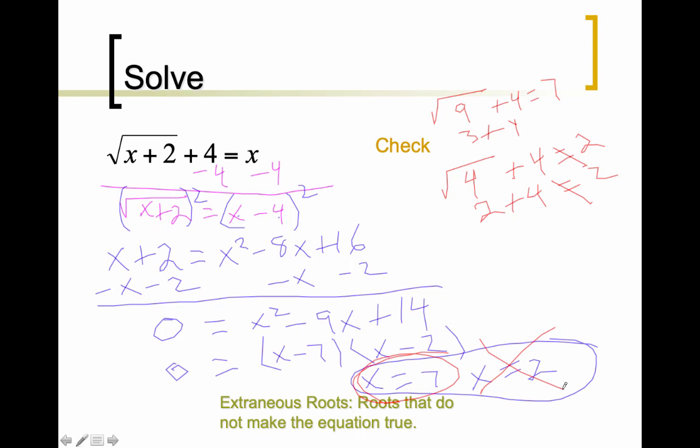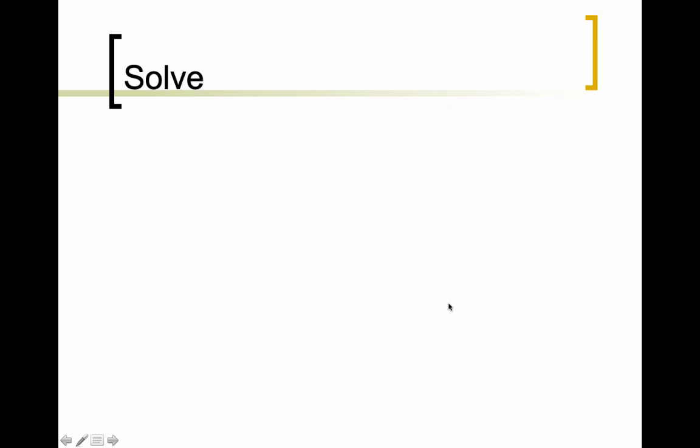That's an extraneous root or extraneous solution. Roots that do not make the equation true. So what happened here was when we square both sides, the domain of what's underneath here really kind of comes into play. And that's why we've got to check our work there. We've got to check your work. Okay, that was a good one.